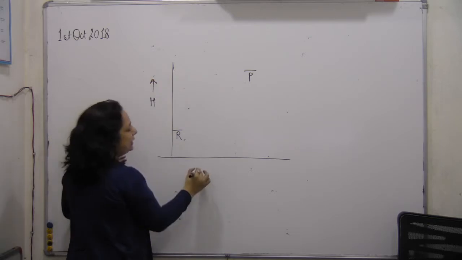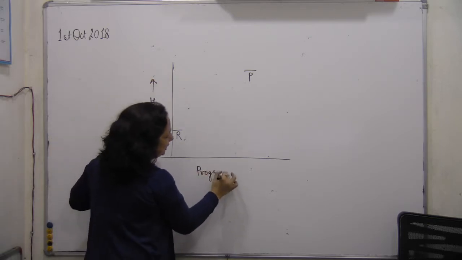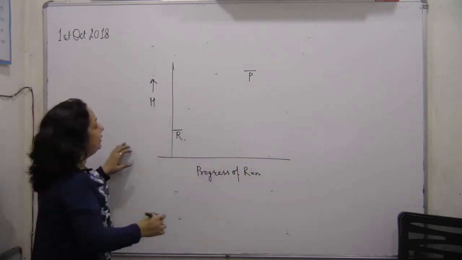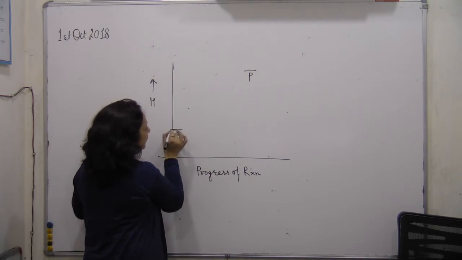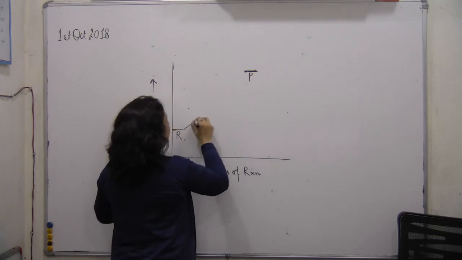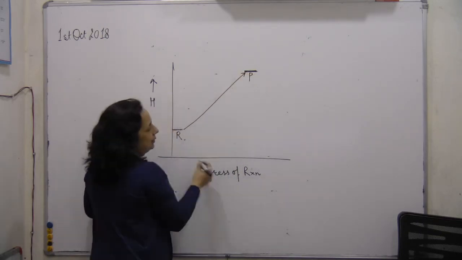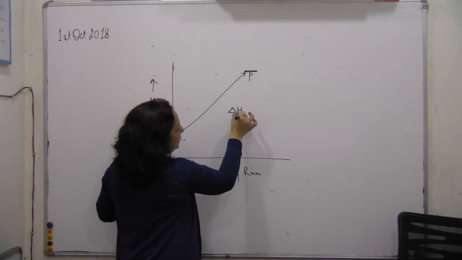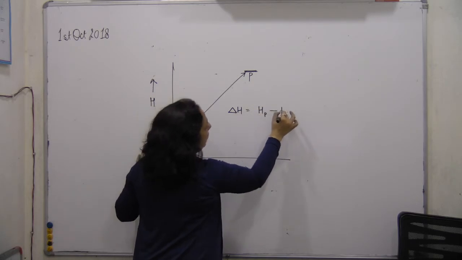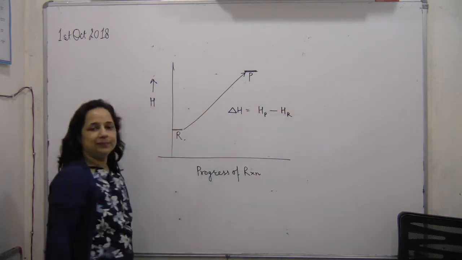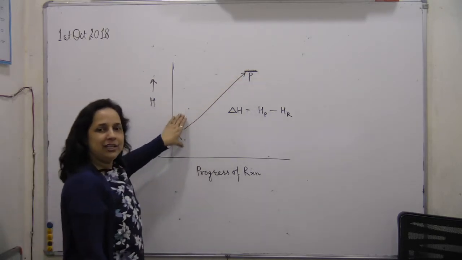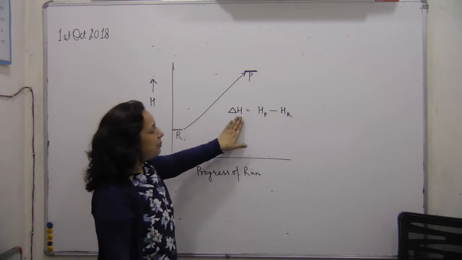Enthalpy, and on this side it is progress of reaction, right? If reactant is having enthalpy at this level and product is having enthalpy at a higher level, and when I want to reach this product side, it means delta H, that is change in enthalpy, is HP minus HR. Final minus initial. That is going to give me the value of delta H.